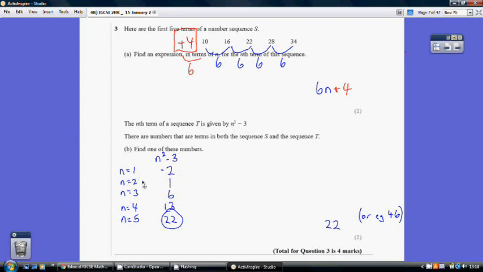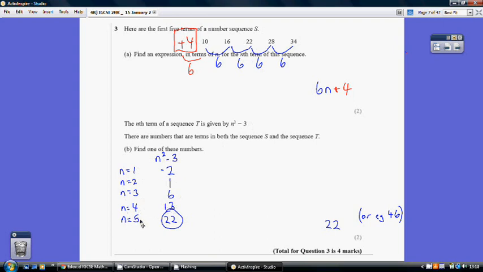What about the second position, when n is 2? 2 twos are 4, 4 take away 3 is 1. Third position, substituting 3 in, we get 9 take away 3, which is 6. Fourth position, 4 fours are 16, take away 3 is 13.